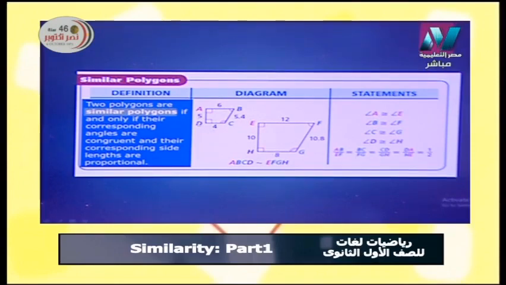So when we talk about similarity of two polygons, we must verify the two conditions together. The first is that each two corresponding angles are congruent. The second is that each two corresponding sides are proportional. Okay, let's see the second slide.